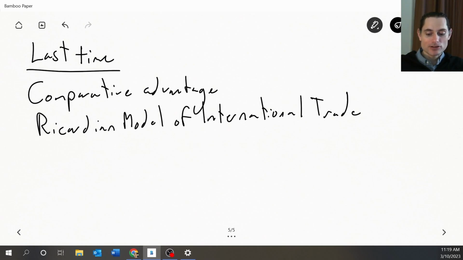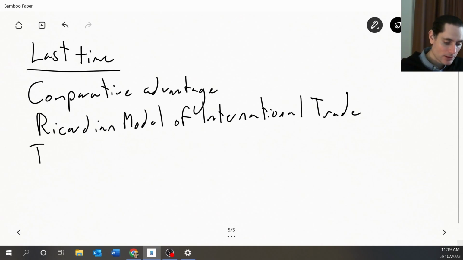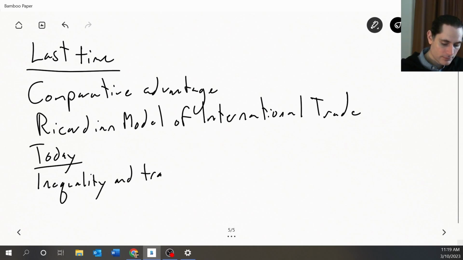All right. So there's a lot of debate about free trade in the real world, and we want to move on from such a simple model as the Ricardian model to a model where we can talk about the way that trade can affect, say, inequality within a country. All right, so today we're going to talk about inequality in trade. And the name of the model is the specific factors model.